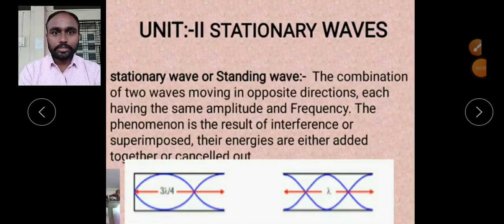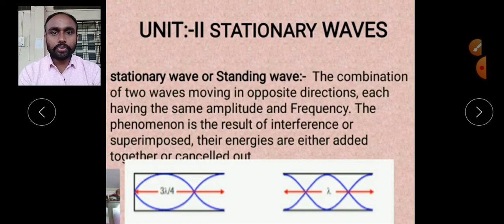In the last few videos we have seen about waves, which was the first unit. That unit ended with the last article, the equation of motion of a vibrating string. Today in this video we will start our new unit, that is stationary waves. According to your syllabus, it is unit number 2. So, unit 2 is stationary waves.